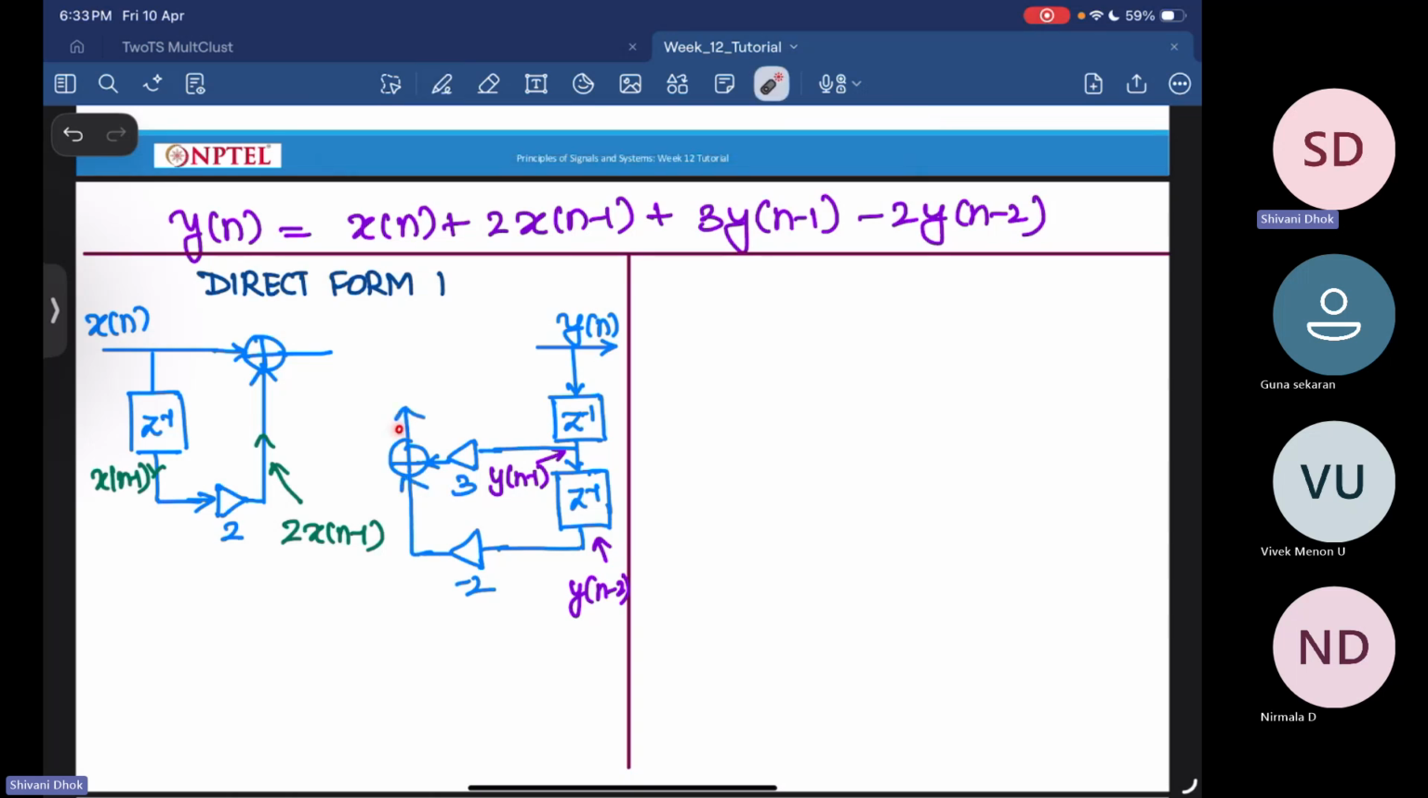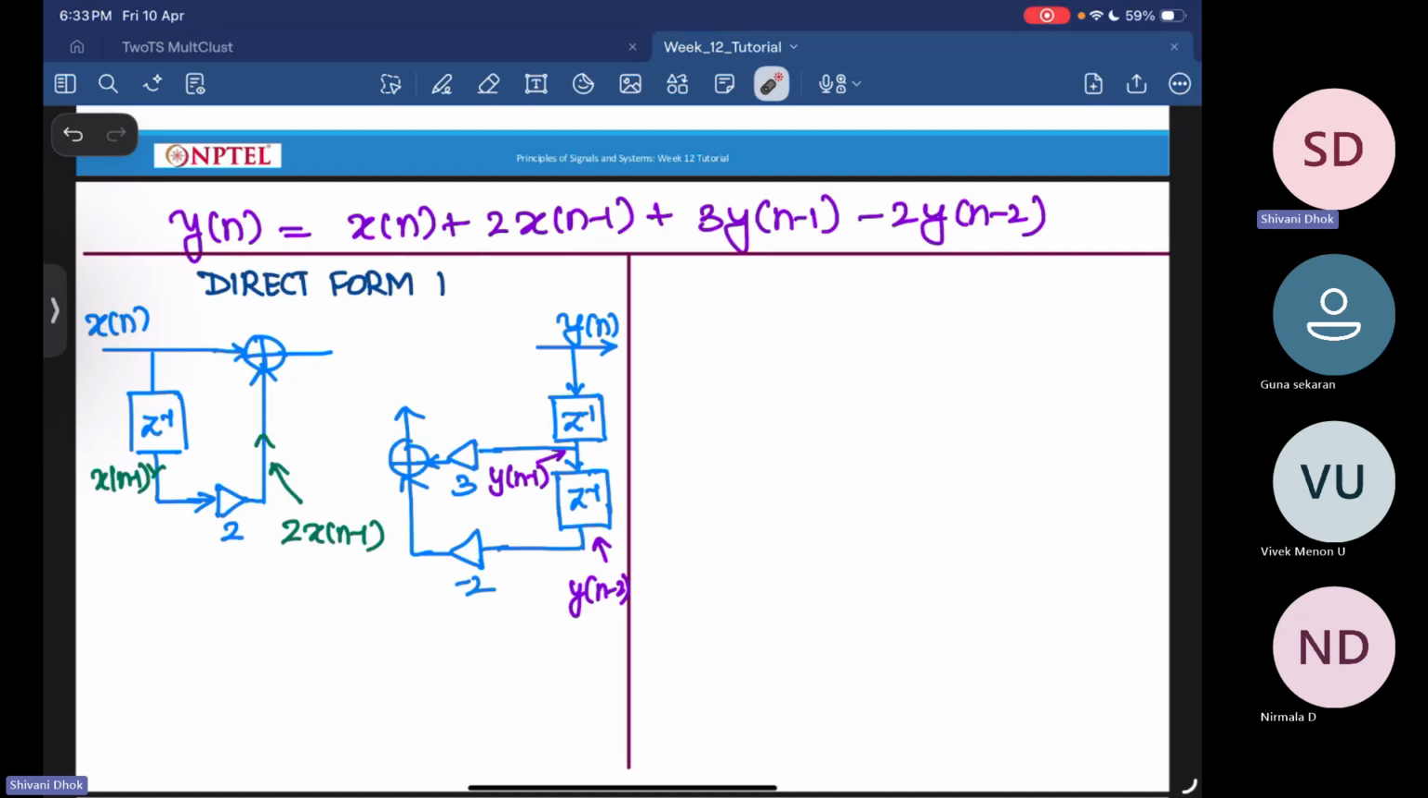So now at this particular point, what do you get? You get y of n minus 1 into 3. And at this point, you get y of n minus 2 into minus 2. Right. So this particular point basically adds this and this signal. So you get 3 into y of n minus 1 plus minus 2 into y of n minus 2. That is exactly this second part, whatever we have.